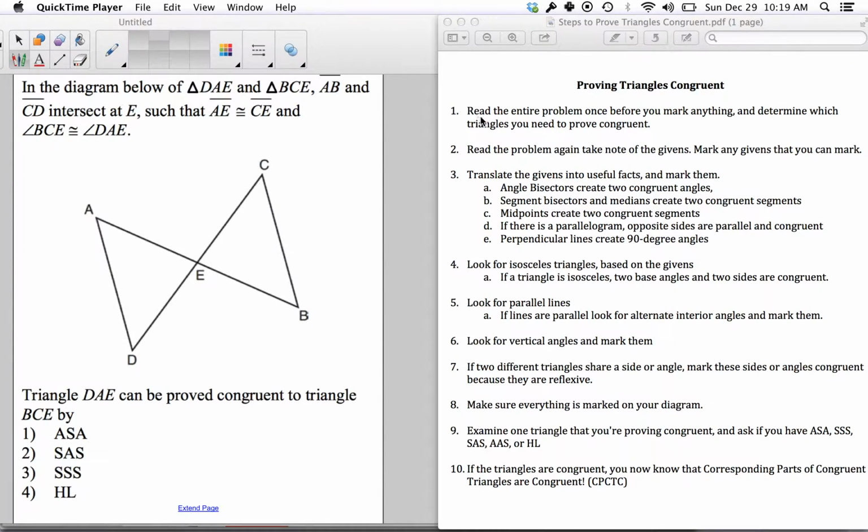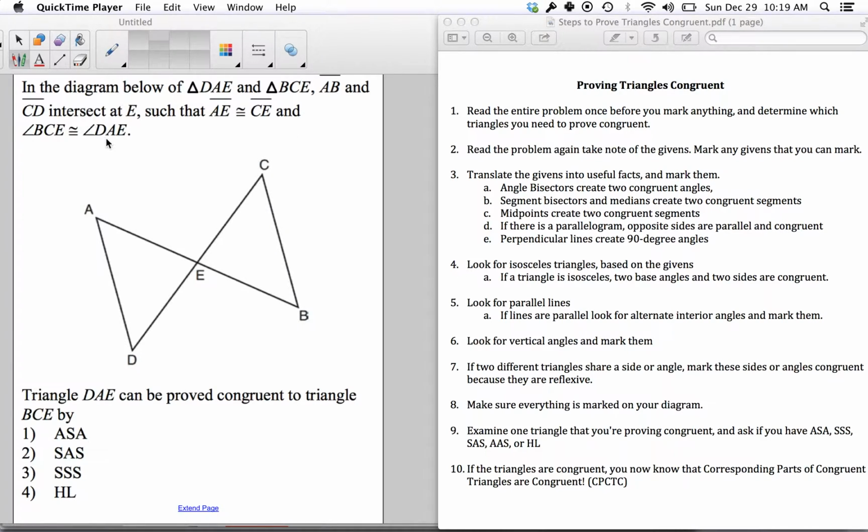So step one, I want to read the entire problem once before I mark anything at all and determine which triangles I need to prove are congruent. So it says that in the diagram below, triangle DEA and triangle BCE. Okay, so I see those two triangles, DEA and BCE.